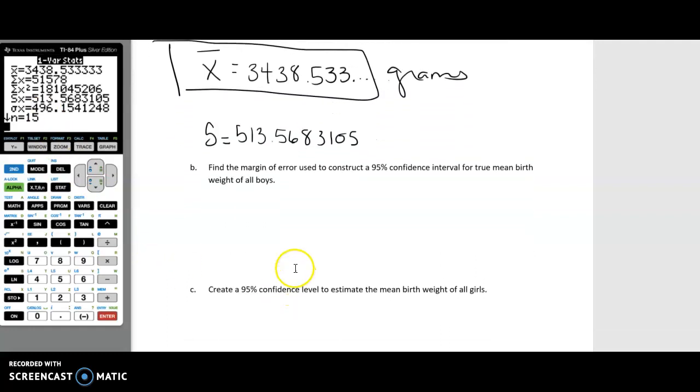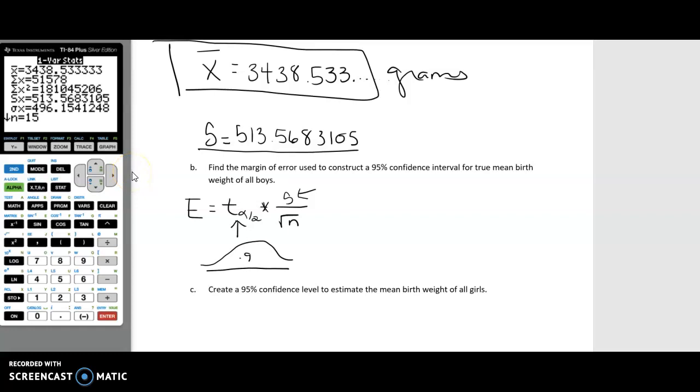Okay, next part: find the margin of error used to construct the confidence interval for the true mean birth weight for all boys. Since sigma is not known, there are two formulas for margin of error. We're going to use the one that involves the t critical value and the sample standard deviation. So we need to calculate this and this. Well, we already have the sample standard deviation. It's right here. So I'm going to calculate that critical t value.